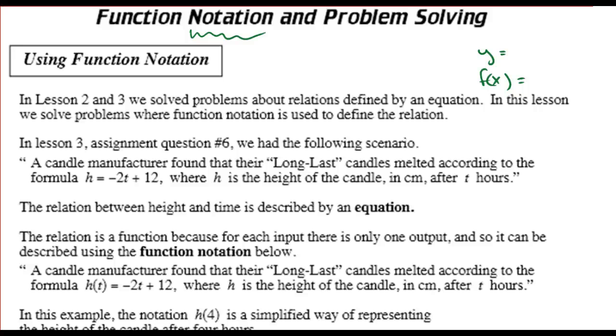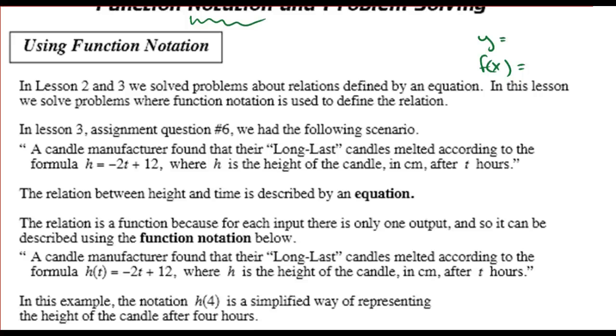So again, we're just going to do one example today, and you've done this example in lesson 3 with that candle question, if you remember. It said a candle manufacturer found that their long-lasting candles melted according to the formula height equals -2 times t plus 12, where h was the height in centimeters and t was hours.